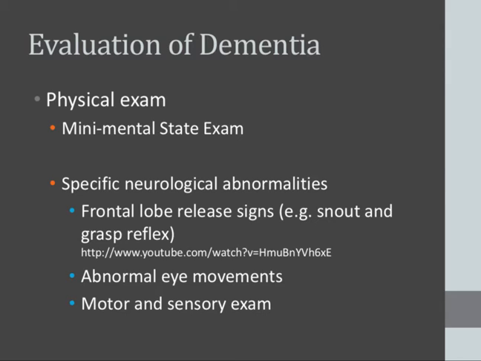So one thing that we will look at specifically is the frontal lobe release signs. There is a link here to a YouTube video that you can take a look at. These are primitive reflexes that appear when there's damage to the frontal lobe. So in a normal patient, the frontal lobe will inhibit these reflexes. Once the frontal lobe is affected, though, the brain loses its ability to inhibit the reflex. So two examples are going to be the snout and grasp reflex.